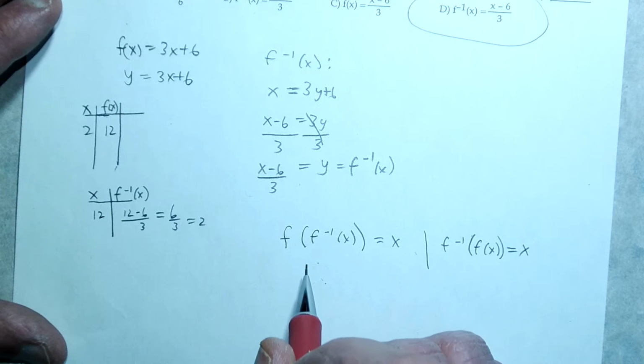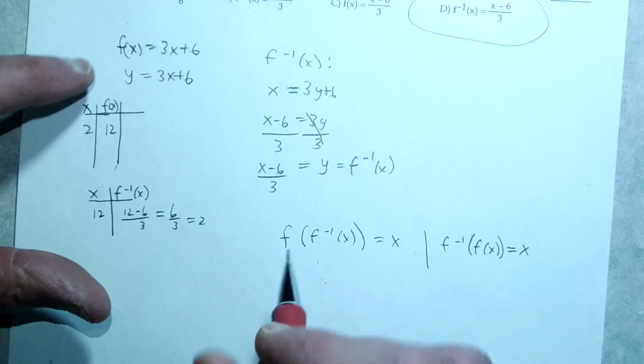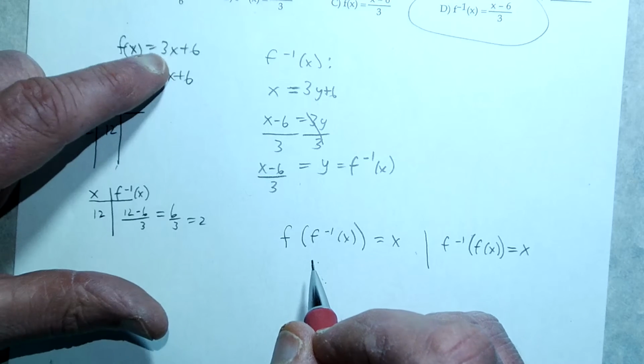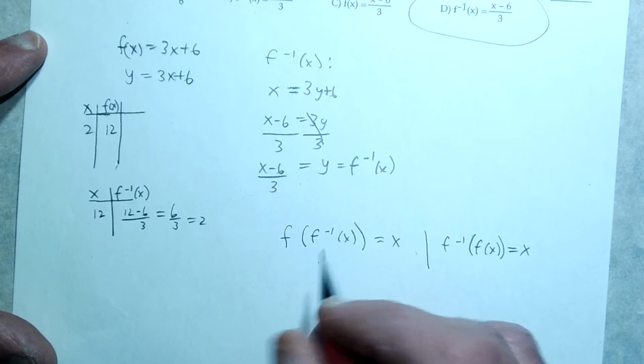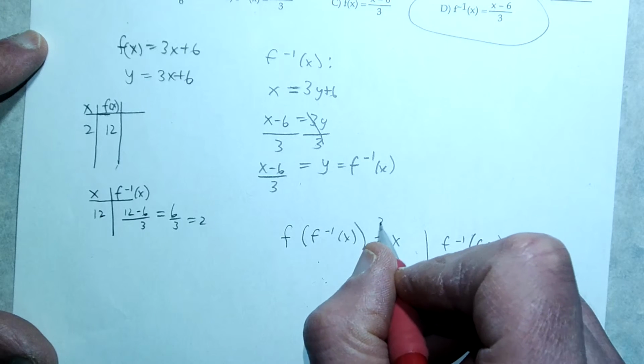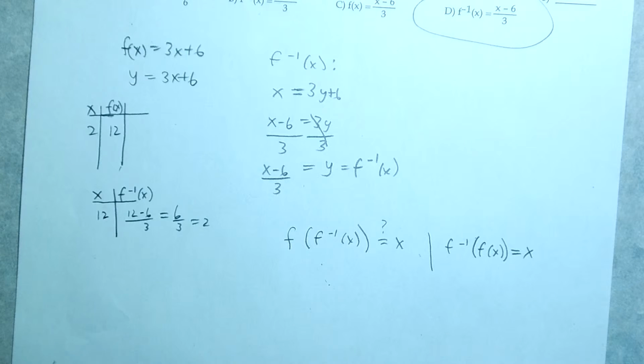So let's see how we do composites. This is why we covered composites in 6.1 before we ever got to inverses. And so if the original function is 3x plus 6, this is going to look like this. And this is a question at this point. I do believe it should turn out to be the case, but let's prove it first.